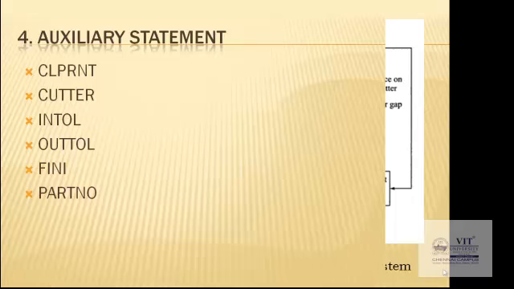So these are all to help the file or help the program: save the program, record the program, print the program, set some parameters, everything. So these are some of the commands that are used in the auxiliary statement.